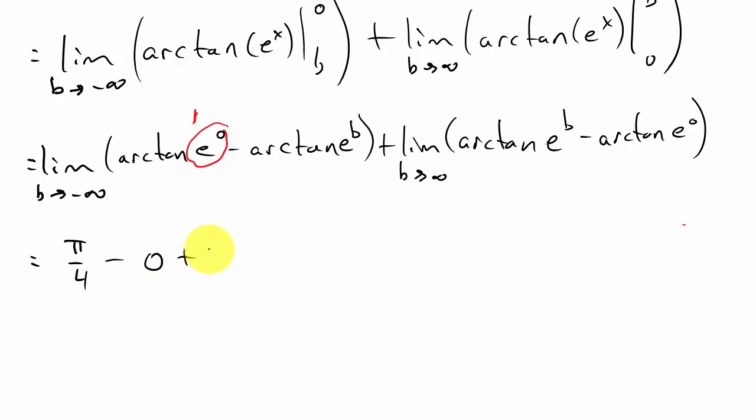So that's going to be plus pi over 2 minus, and once again, this term here is 1, and the arctan of 1 is, I'm sorry, not pi over 2, pi over 4. The arctan of 1 is pi over 4, and so this will leave us with pi over 2.